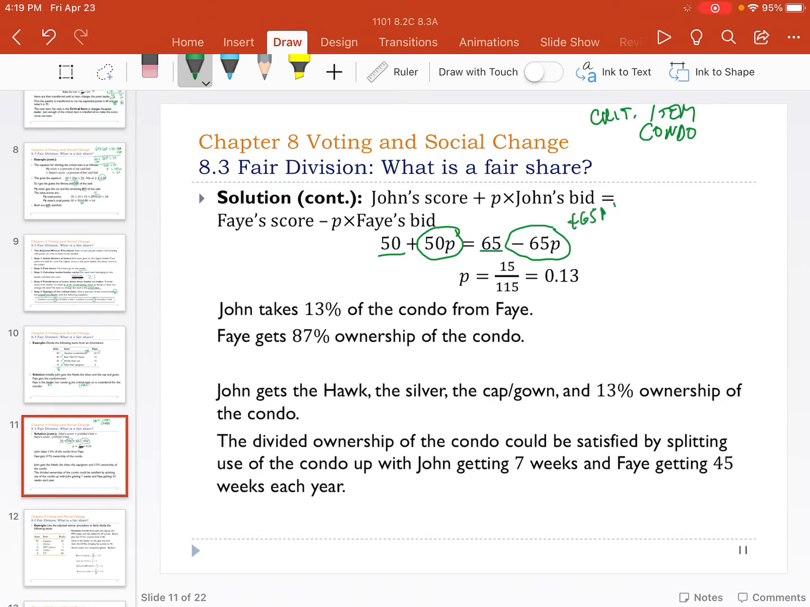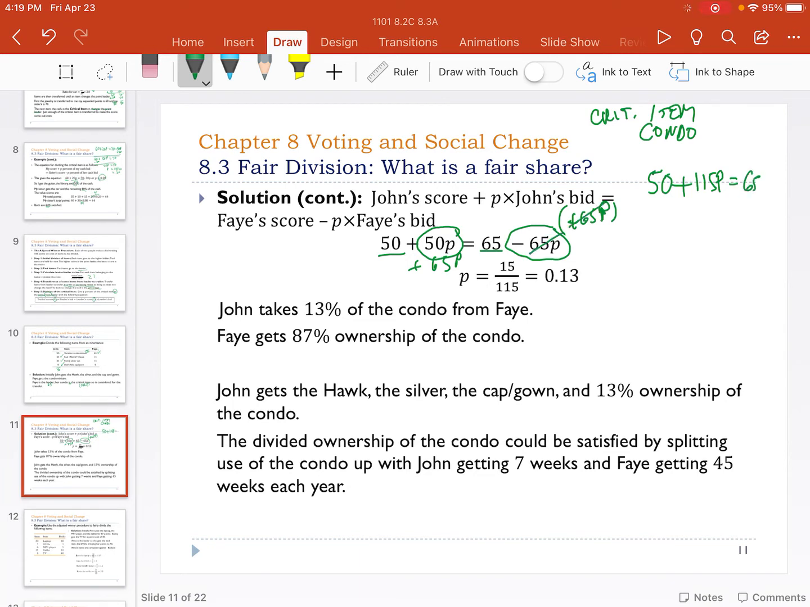So of course there's some algebra which we assume is pretty routine, but if you add 65p to each side, then you would get 50 plus, and you add 65p to 50p. Just doing a little bit of algebra for you in case you're rusty at this.